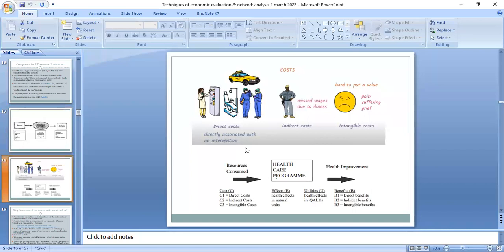Costs can be direct, indirect, and intangible costs. Direct costs are those that are directly associated with an intervention. For example, cost of the medicines and the equipment, cost for the payment of the wages of the workers, and transportation costs. Indirect costs are those which are associated with missed wages due to illness. And intangible costs are hard to get their value. For example, how much a person suffers from pain, suffering, or grief.